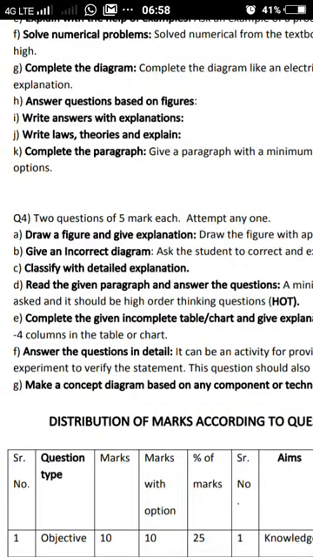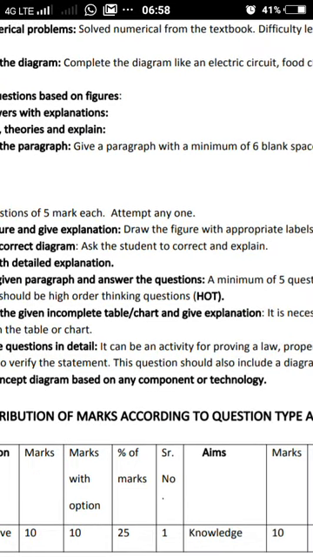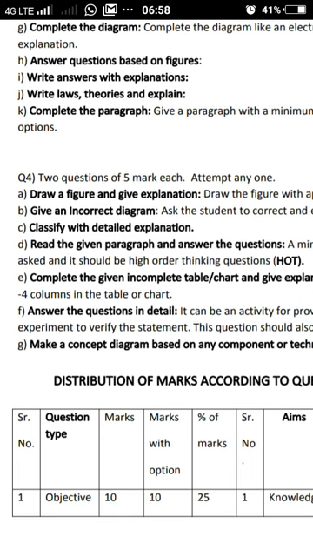So next type of question: complete the given incomplete table or chart and give explanation. Any chart or table will be given which is incomplete. For example, the chart or criteria for the classification of animals can be given, which is incomplete. You will have to complete it as well as explain it or answer the questions in detail. So any answer in detail can be asked.